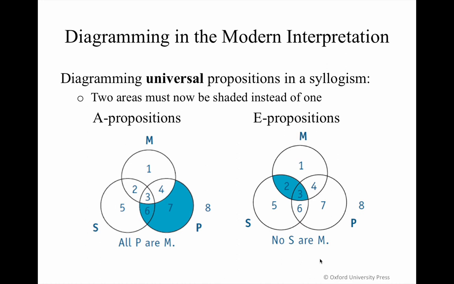Same with the E proposition. No S are M. That's a minor premise. So take a look at the SM area of overlap. Notice that you shade areas 2 and 3 because you're saying in so shading that there can't be anything in the SM area of overlap. The fact that a portion of the P circle is shaded is not relevant to the diagramming of that specific proposition.